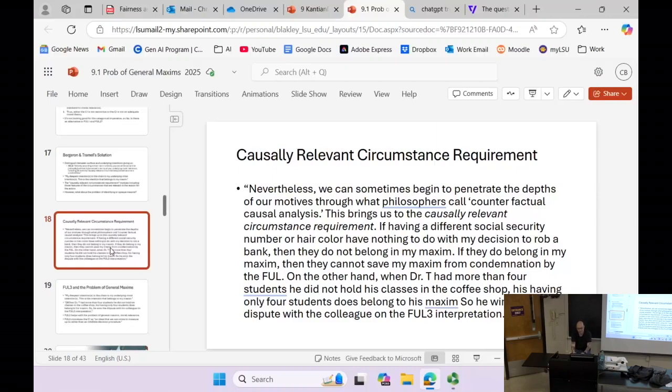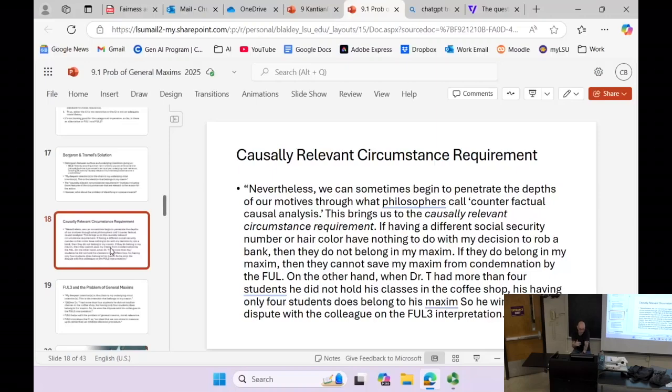Why I'm robbing the bank, like to get the money, would be, right? Just so I can be rich, or am I being Robin Hood? So if they do belong in my maxim, then they cannot save my maxim from condemnation by the FLU, the first formula of the universal law. On the other hand, when Dr. T had more than 4 students, he did not hold his classes in the coffee shop. So his having only 4 students does belong in his maxim.